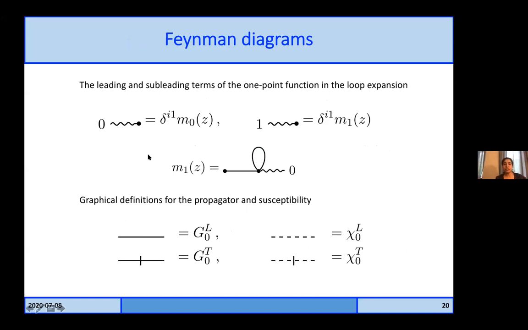Now this is some notation that I'll use for the Feynman diagrams. This is a one-point function. When I use this zero, it means that this is the leading order term in the one-point function, and this one indicates the subleading correction of the one-point function. And this is how it looks. These are the graphical definitions that I'll use in the next slide. For the longitudinal propagator, I'll use a solid straight line, and I use a cut on top of that for the transverse one. And similarly for the susceptibility, I'll use a dotted line and a dotted line with the cut for the longitudinal and transverse.